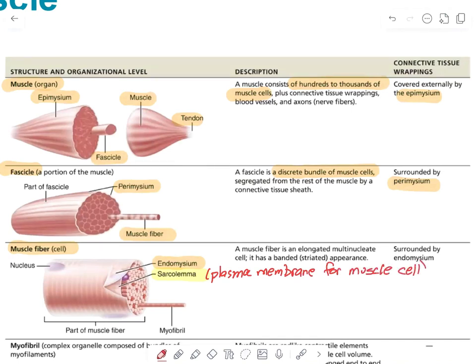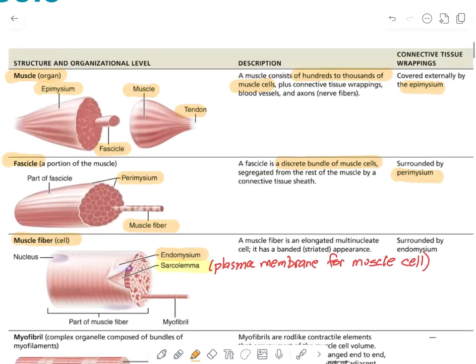It's not a connective tissue layer. This is really important to remember because it means that it can conduct an action potential or a nerve impulse. So this is the part of the muscle fiber. And within that muscle fiber is what's called a myofibril. The muscle fiber is an elongated multinucleate cell with a striated appearance, those stripes, and it's surrounded by the endomysium, which is the connective tissue layer.